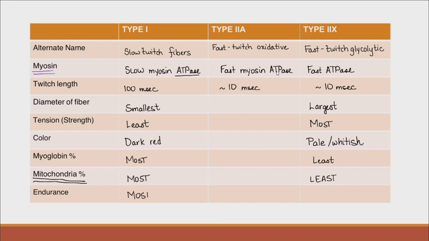So how long do type 1 fibers last? Over an hour. So type 1 fibers are really well suited for repetitive actions that maybe don't require a ton of tension, nor do they require necessarily quick motion. So type 1 fibers are actually most often used for things like posture.